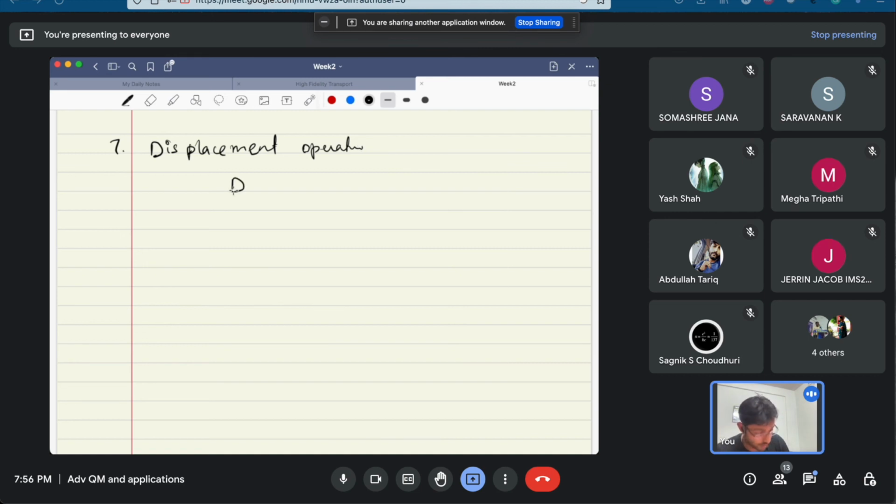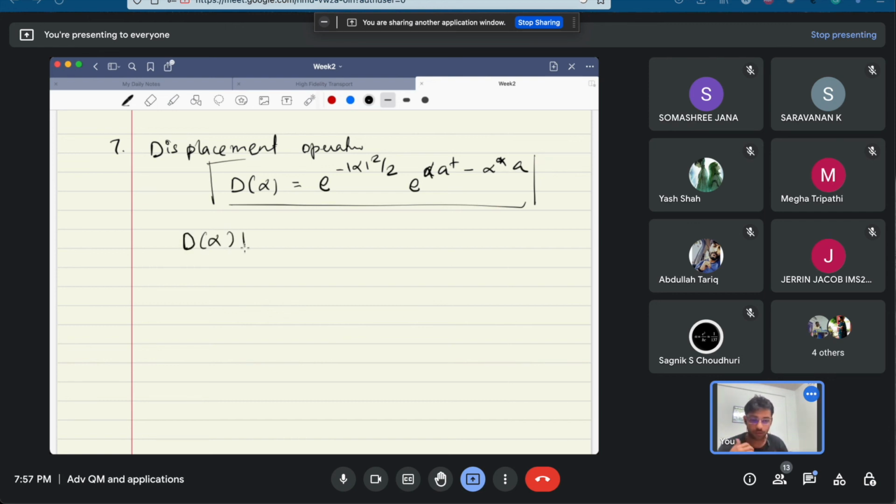It's defined as D of alpha equals e to the power minus alpha square by 2 times e to the power alpha a dagger minus alpha star a. I believe it is already defined in the lecture, and I don't need to derive this. What this displacement operator does physically is that it creates the coherent state. When you operate it on a vacuum state, you end up getting the coherent state.